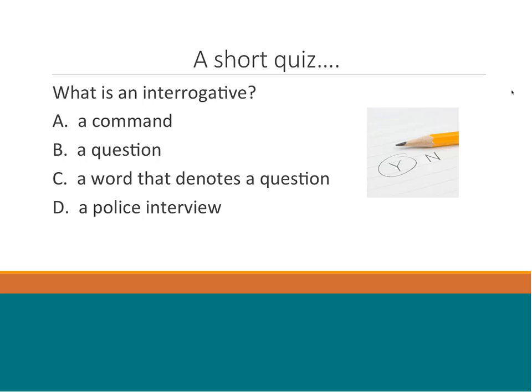And I have three of you marked B, the question, and six of you marked C, the word that denotes the question. The interrogative is actually the word that denotes the question. Nice job. We will continue.